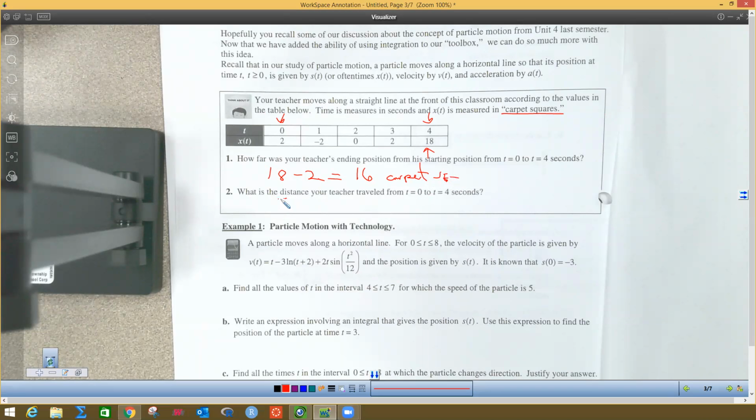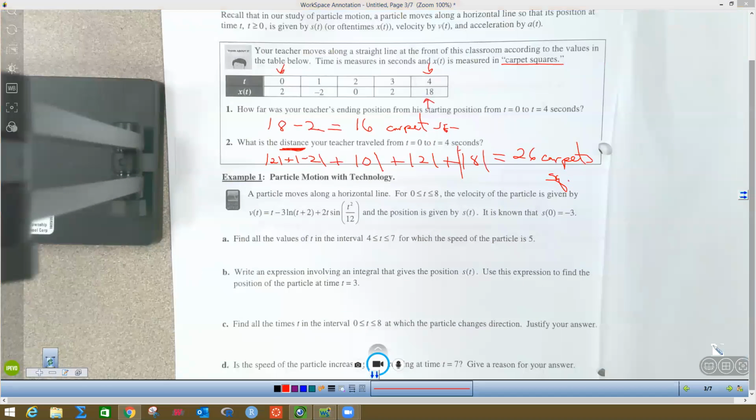Down here, this says, what is the distance your teacher moved? Well, distance, like we just talked about, is the absolute value of all these added together. So absolute value of 2 plus absolute value of -2 plus absolute value of 0. She didn't move any there at second 2. Plus absolute value of 2 plus absolute value of 18. So the total distance she would have traveled would have been 26 carpet squares. Okay, so I hope you understand the difference between displacement and total distance.